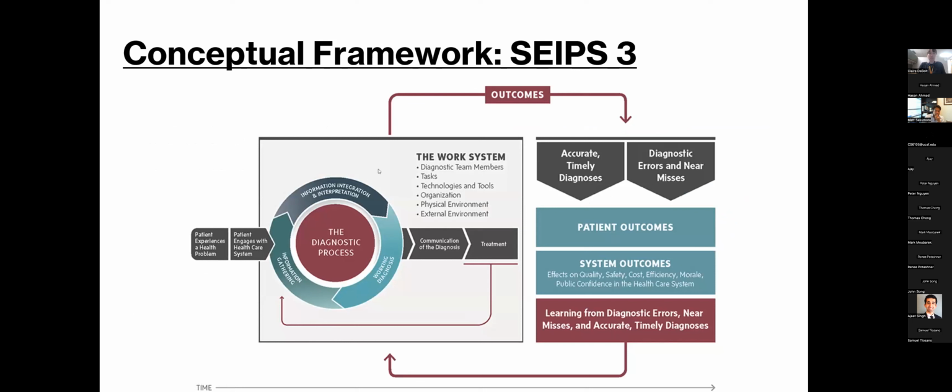SEEPS3 is another one. This is one of their diagrams. Personally, I don't love this diagram because I find it a little overwhelming. But the SEEPS3 process can help you think through how you want to explore implementation. So how does your patient enter the healthcare system? How does their information get integrated into the EMR? How does that diagnosis get communicated to them and to the rest of the team and facilitate treatment? But on a bigger scale, how are we exploring patient outcomes, system outcomes, and learning from that experience?